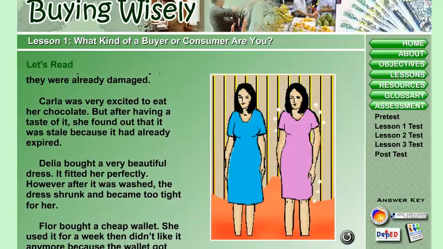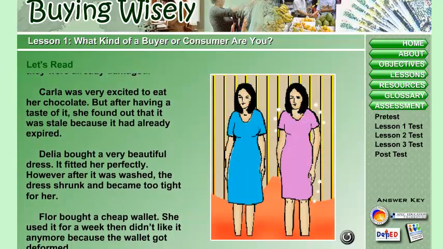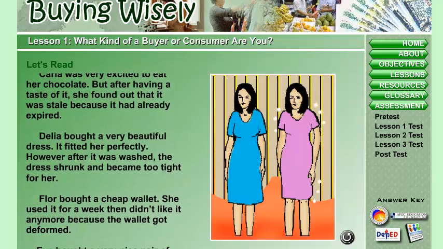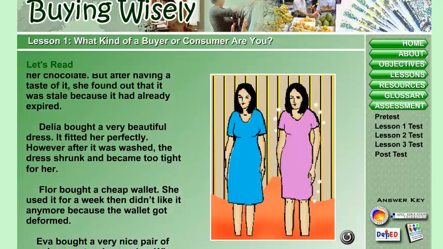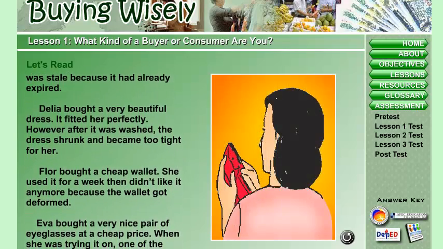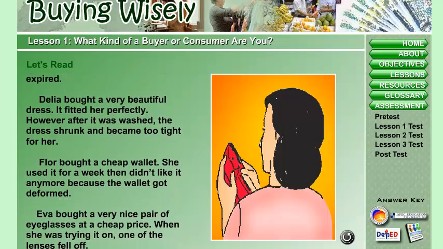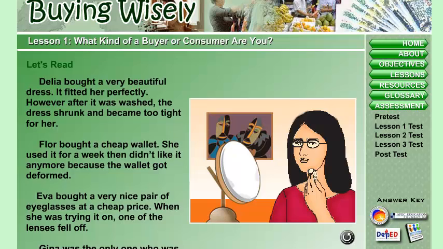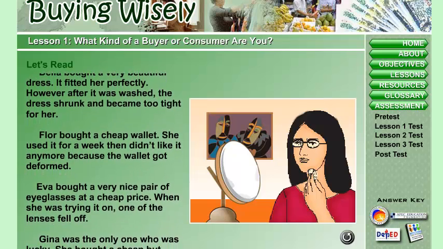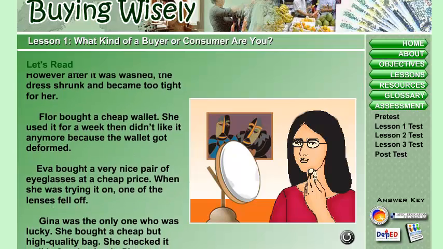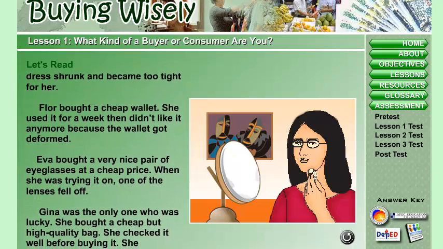Delia bought a very beautiful dress. It fitted her perfectly. However, after it was washed, the dress shrunk and became too tight for her. Flor bought a cheap wallet. She used it for a week then didn't like it anymore because the wallet got deformed. Eva bought a very nice pair of eyeglasses at a cheap price. When she was trying it on, one of the lenses fell off.